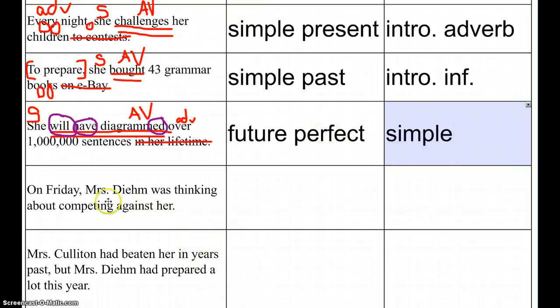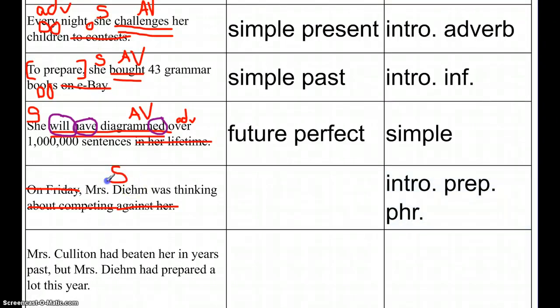On Friday, Mrs. Deem was thinking about competing against her. So getting rid of any of my phrases, against her, about competing, on Friday, I can tell that I have an intro prep phrase because I've got one right at the beginning. Okay, so now I've got to find my subject. That is Mrs. Deem. What was Mrs. Deem doing? Mrs. Deem was thinking. So I have a verb phrase there.